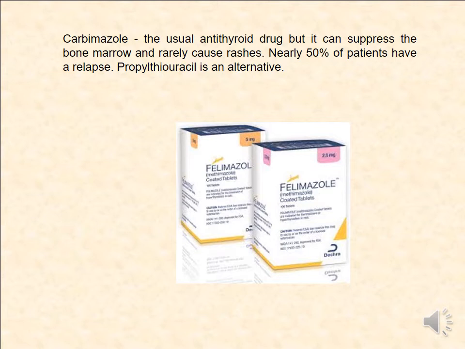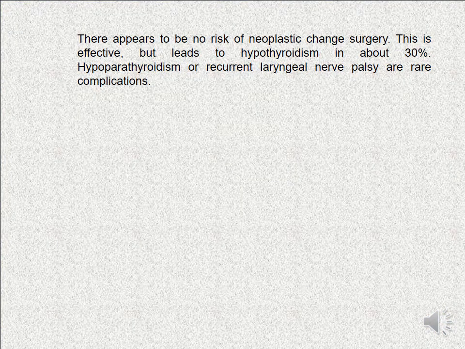Propylthiouracil is an alternative to carbimazole. There appears to be no risk of neoplastic change. Surgery is effective but leads to hypothyroidism in about 30% of cases. Hypoparathyroidism or recurrent laryngeal nerve palsy are rare complications of surgery of the thyroid gland.